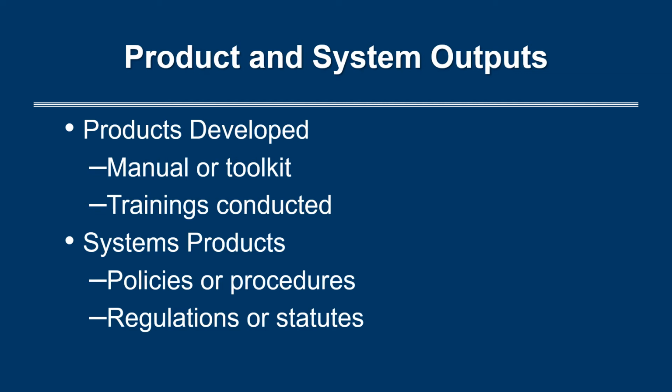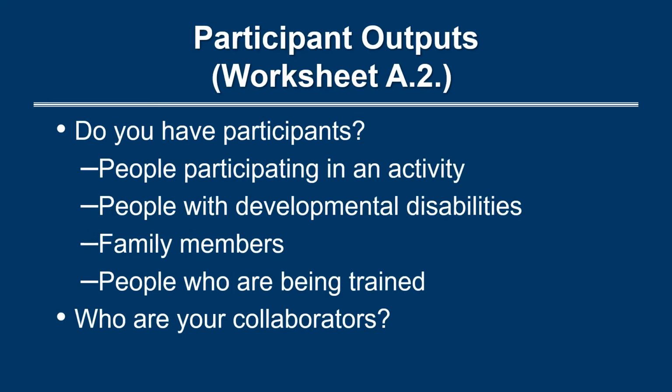If your project involves developing products, such as a manual or a toolkit, or creating a training, these would also be outputs. If you are developing a policy for your agency or your region, that is a systems output. Your project may have several outputs. Let's move on to section A2 on the worksheet. This focuses on identifying participant outputs.